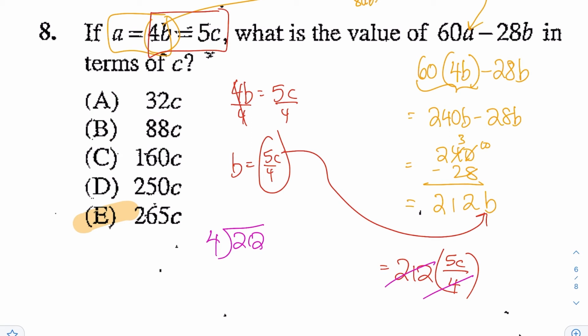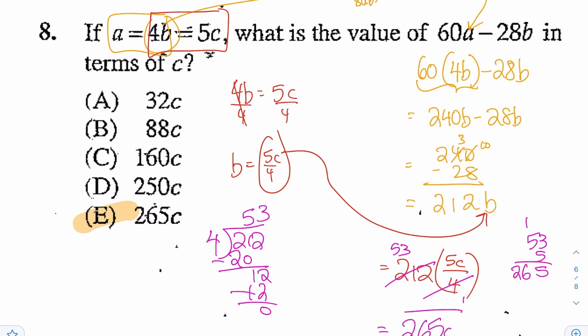So do 212 divided by 4, you get 53. So that's going to be 53 times 5, and 53 times 5 is 265 times c, and that's going to be choice E.